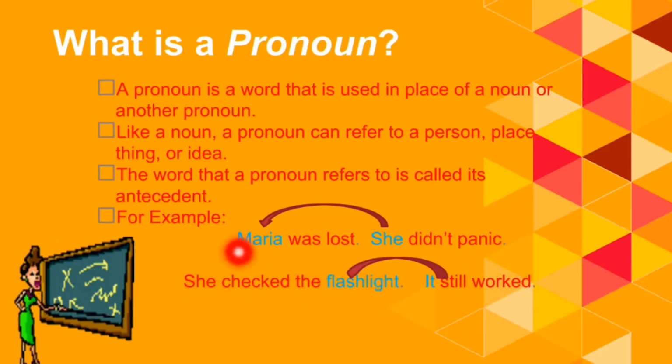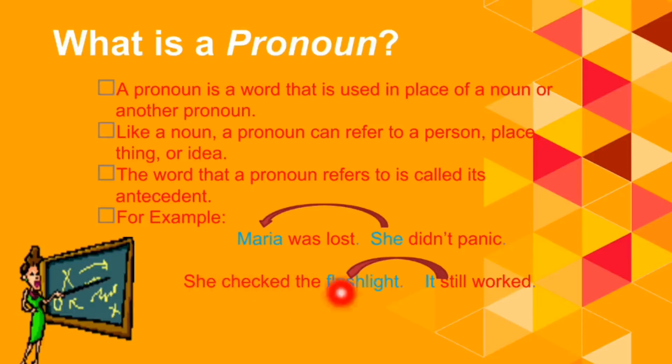Now let's see, in the first sentence we have seen Maria is the name of a person, but in the second sentence the highlighted word is flashlight. She checked the flashlight. It still worked. What is the noun in the sentence? That is flashlight. It's a name of a thing. It's not a name of a person. Flashlight is not a name of a person. It's a name of a thing, right?